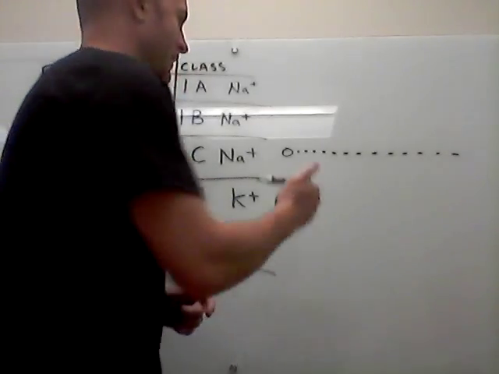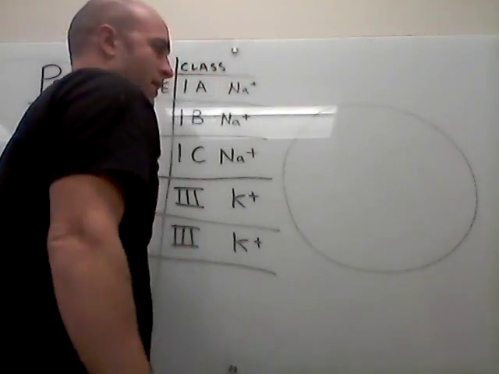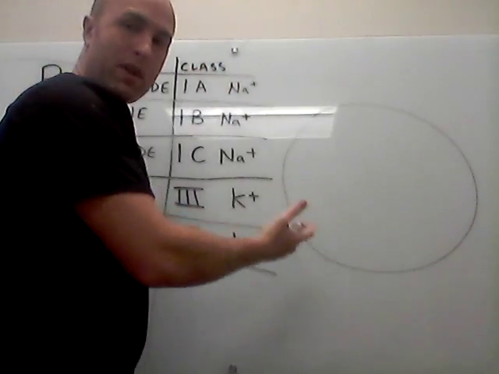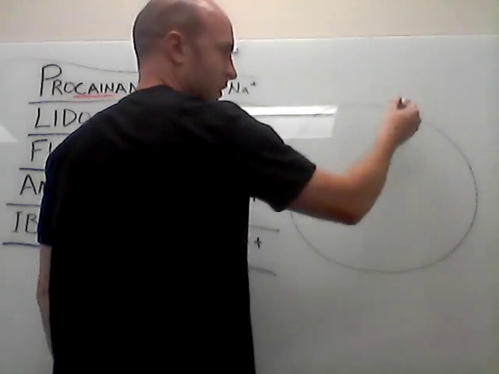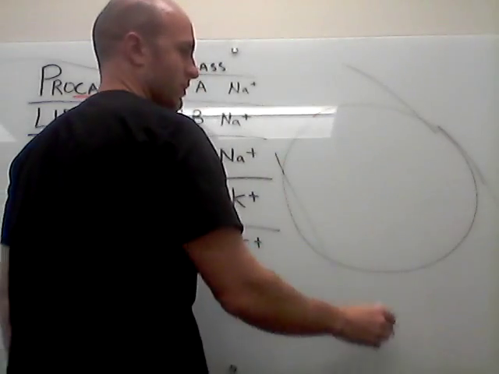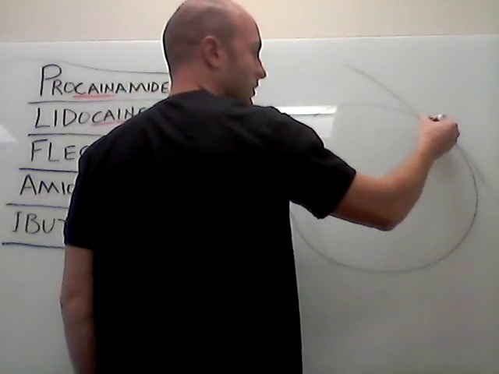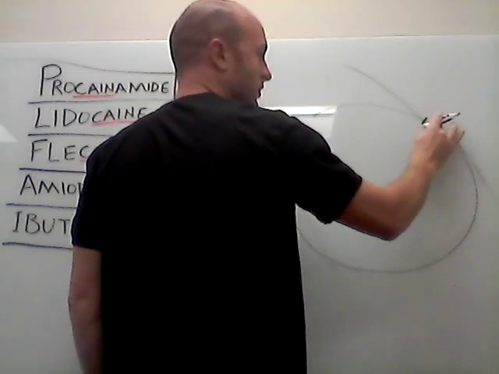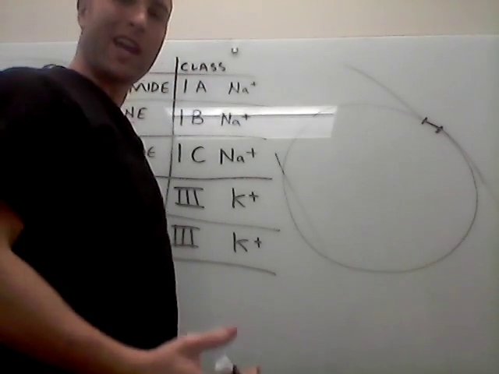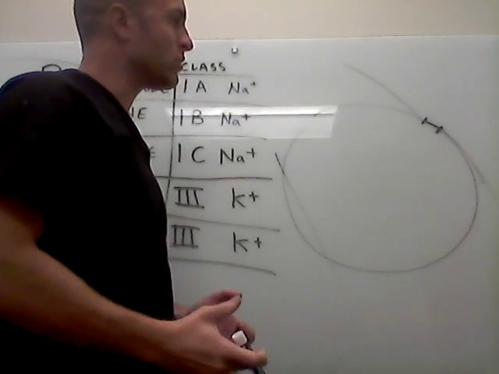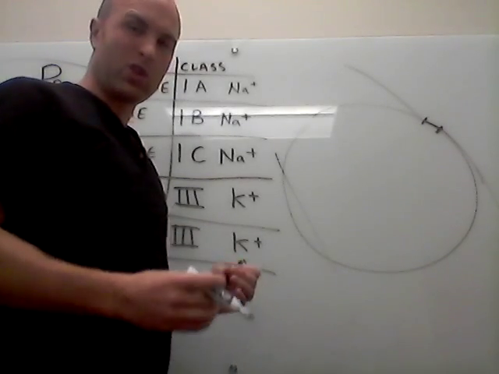Let me try to explain that again. So here's a cell, okay? This cell serves some kind of function. Let's say that it is a muscle cell. It's got all these things in here, whatever. Anyway, point is that on the cell, there are these little channels that are closed. These voltage-gated channels stay closed until the voltage gets to a certain level.